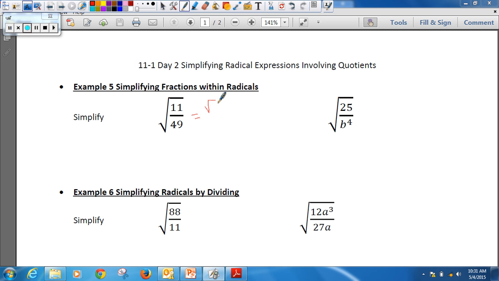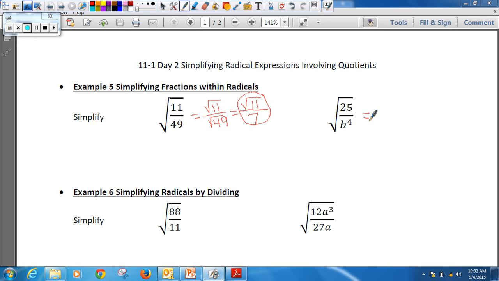So we do the square root of 11 over the square root of 49. And remember, to simplify radicals from yesterday, you just see if there's any perfect squares that will go into it. Nothing will go into 11, so it stays as the square root of 11. The square root of 49 is 7. We cannot go any further since 11 has nothing that will go into it, so our answer is simply square root of 11 over 7.